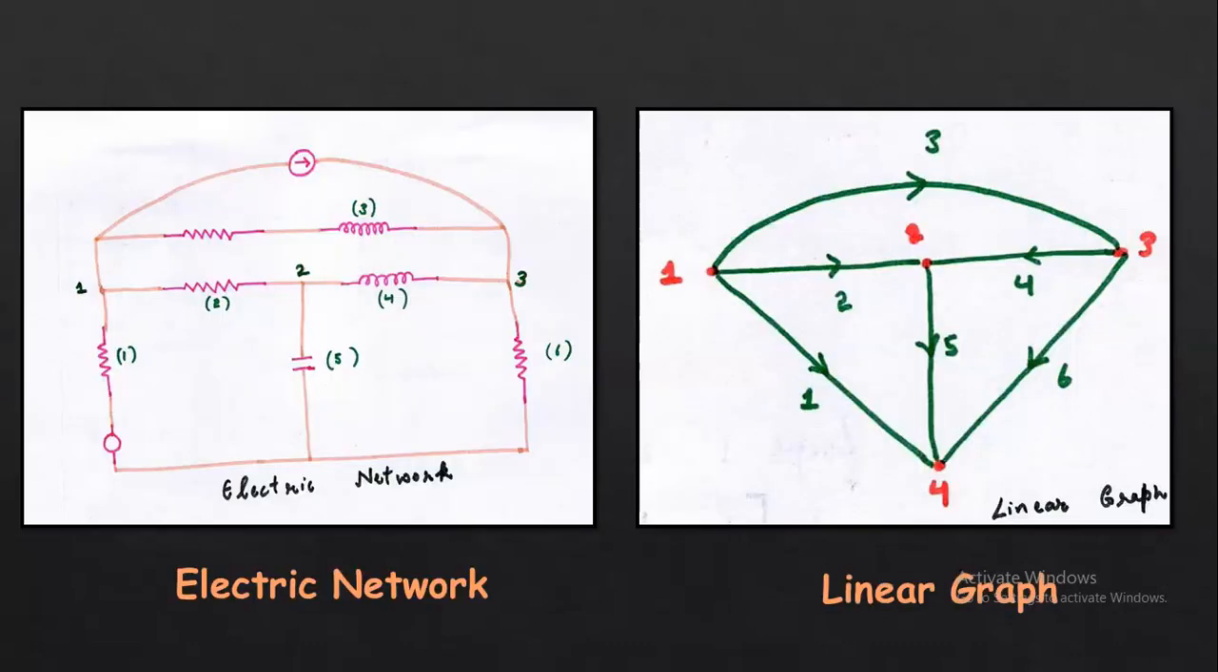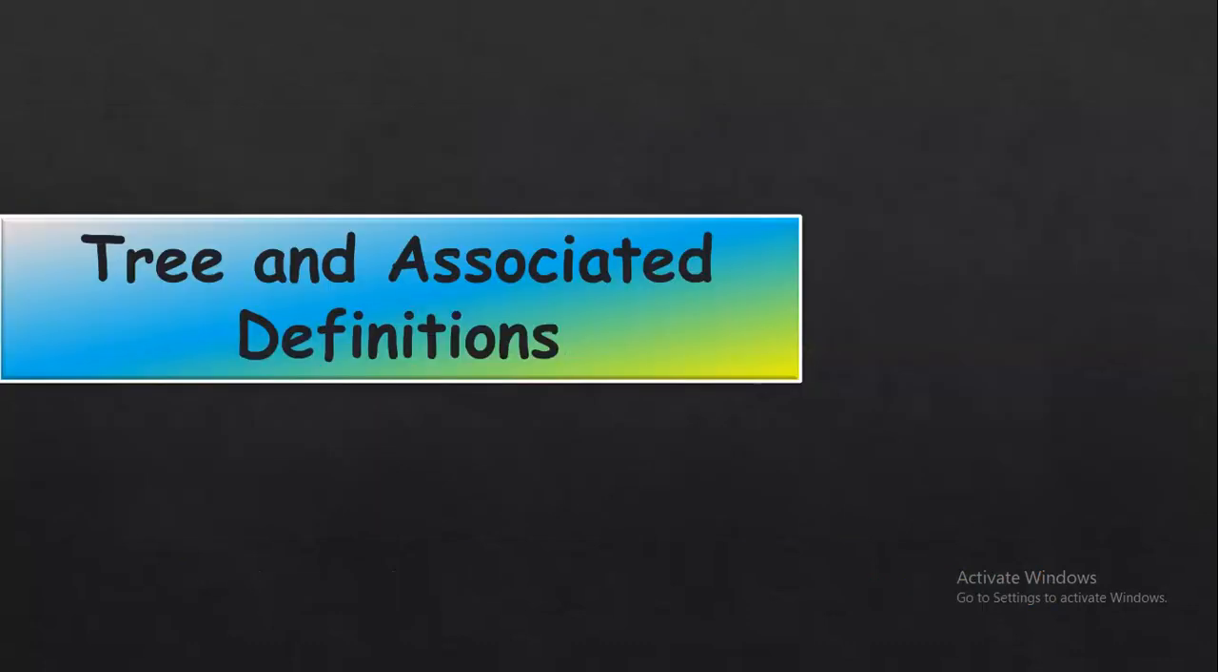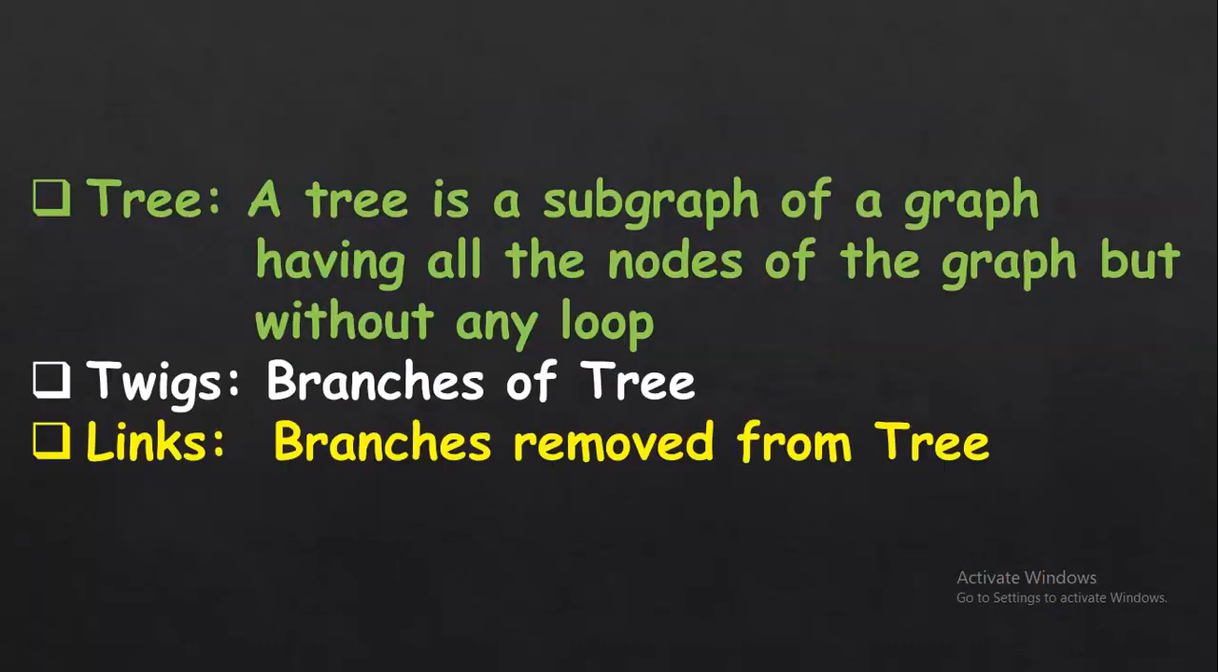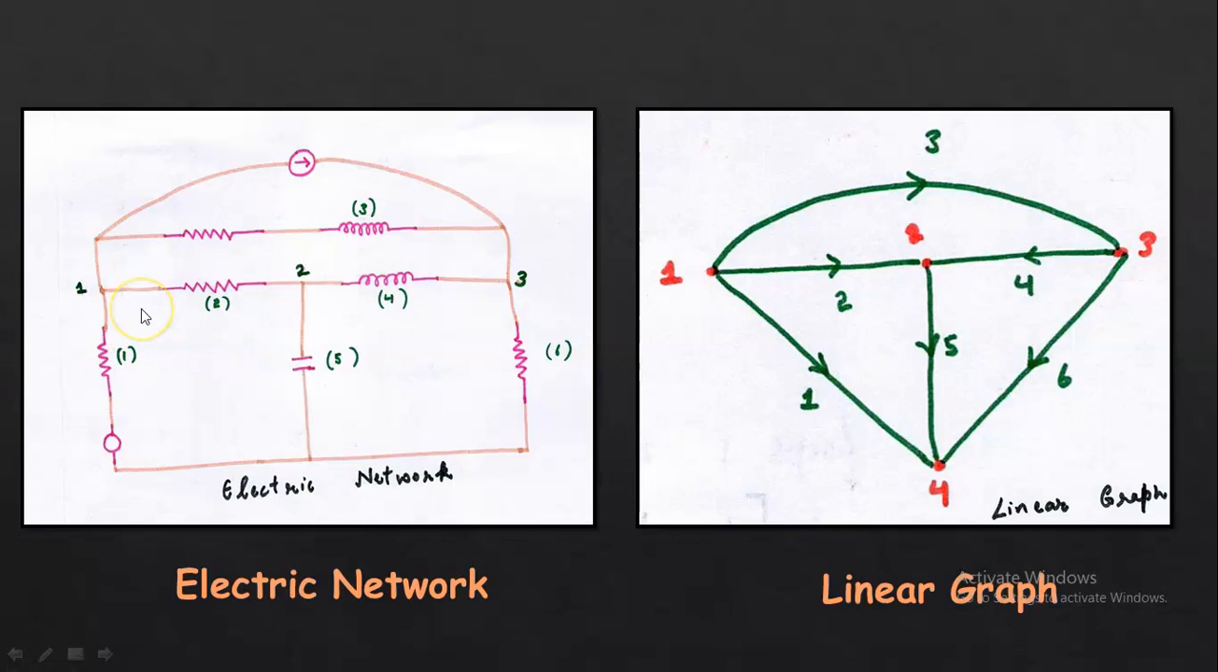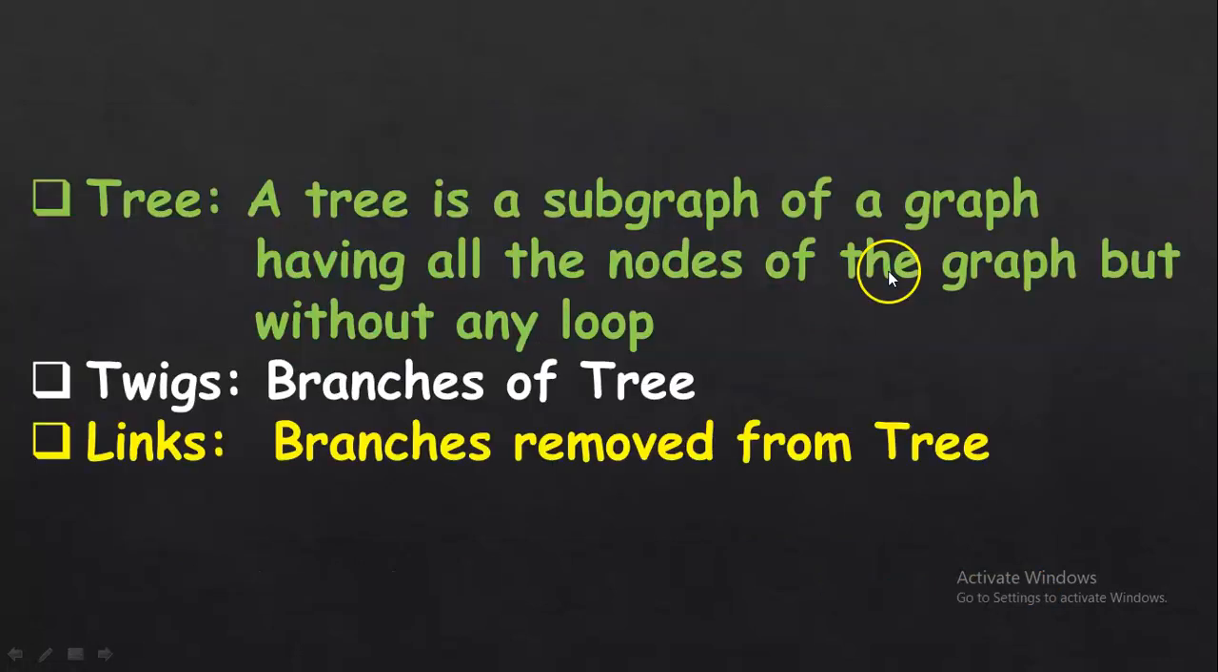In this graph, the 1, 2, 3, 4 in red are the nodes, and the 1, 2, 3, 4, 5, 6 in green are the branches. Now let us see what is a tree and some associated definitions. The tree is a subgraph of a graph having all the nodes of the graph but without any loop. What is a loop? You can see one closed path, it is known as a loop. Now twigs are the branches of the tree and links are the branches which are removed from the tree.